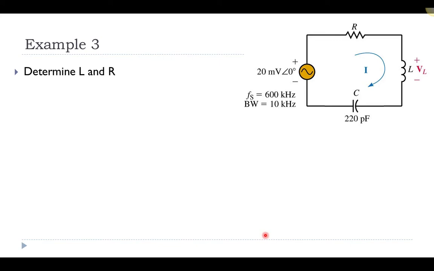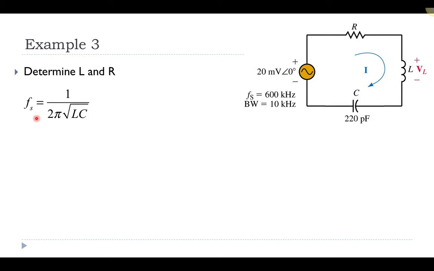Okay, so here we have another example with different information given to us. We have a voltage supply connected to a resistor, an inductor, and a capacitor. I don't know what the inductor value is, but I do know the bandwidth of my circuit is 10 kilohertz, and the resonance frequency is 600,000 hertz or 600 kilohertz. We're asked to determine the inductance and the resistance.